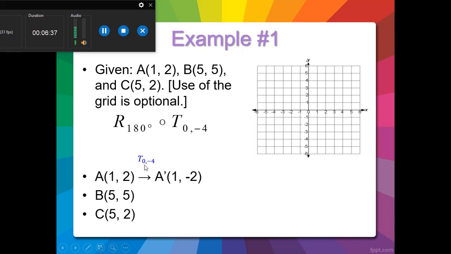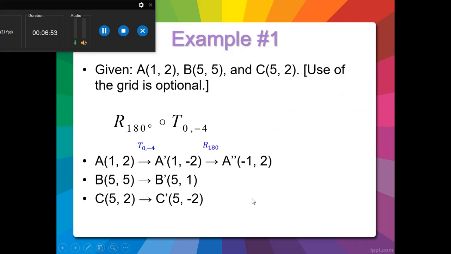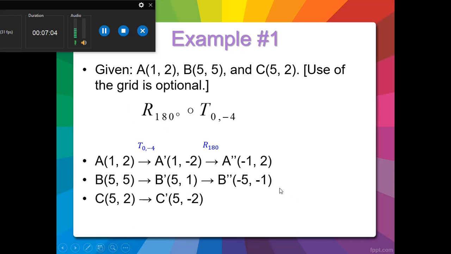So I have the rule above my mapping, my new location of A prime, B prime, and C prime. Now, since I'm performing a composition, I'm going to build off of the primes to create double primes. So now we're going to rotate 180 degrees. Rotating 180, we negate both the x and the y. So I have a location for A double prime, B double prime, and C double prime.